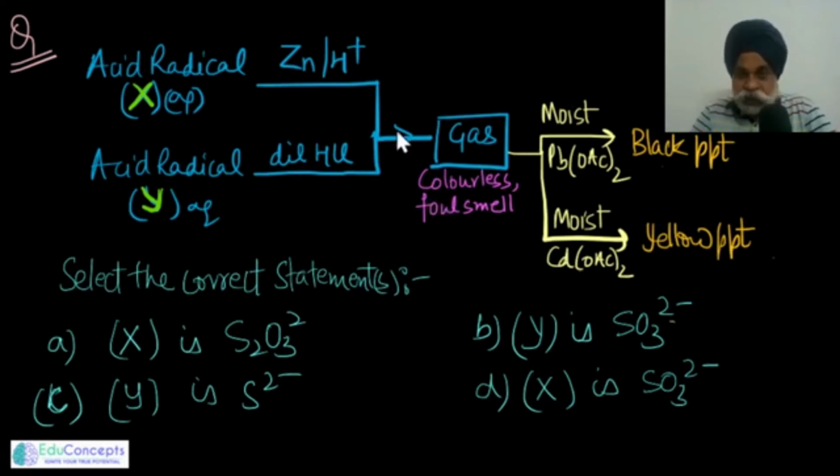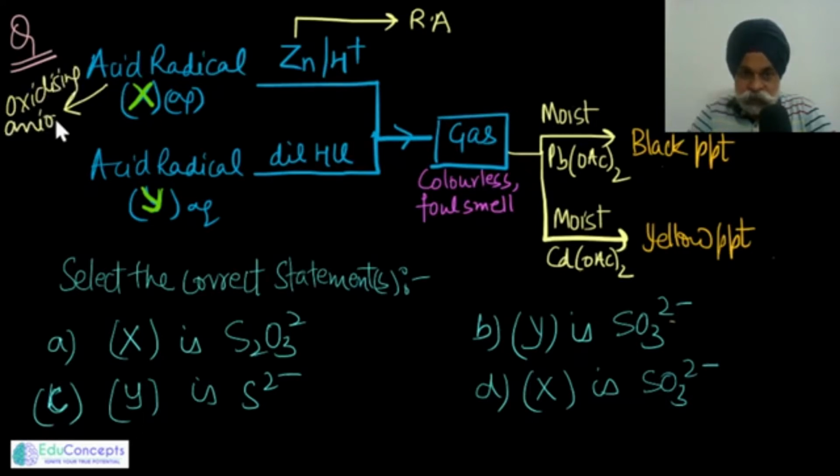Now you have to see things very carefully, because wherever zinc is mentioned, whether in organic or inorganic chemistry, it generally acts as a reducing agent. And if it is acting as a reducing agent, then this anionic species must be an oxidizing anion. That oxidizing anion reacts with zinc, producing a gas. That is the point you have to keep in mind.